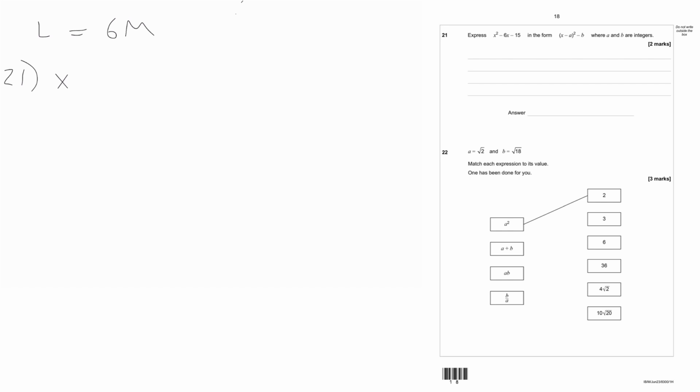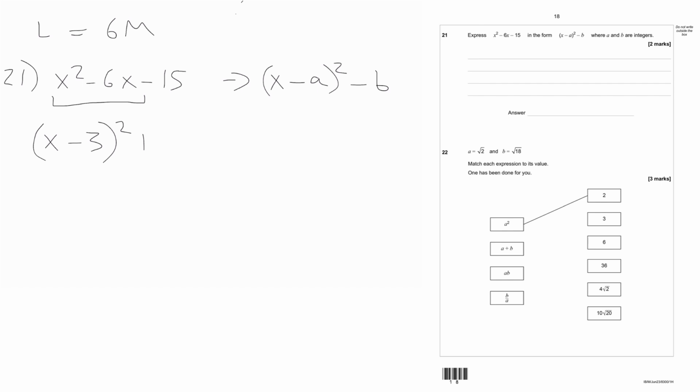we were told to express x squared minus 6x minus 15 in the form x minus a squared minus b. So this is just completing the square. The way we do this is, if we look at the first part of the quadratic, we take half of the prefix before x, so half of 6, which is 3, and we say that we can represent this x squared minus 6x as x minus 3 squared, and then I'm going to call this outside bit plus y, and we need to work out what this plus y or minus b is as they've given it to us.